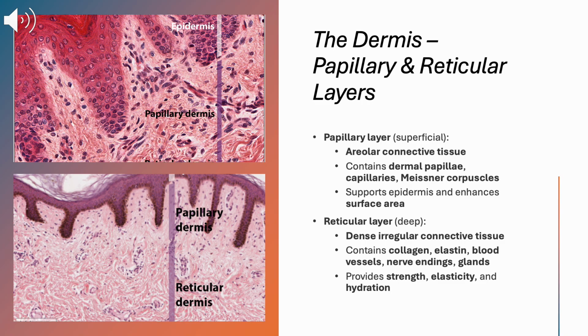Below that is the reticular layer, which forms the bulk of the dermis. It's composed of dense, irregular connective tissue, packed with collagen and elastin fibers that give skin its strength and flexibility. This layer is also home to the blood vessels, sweat glands, sebaceous oil glands, hair follicles, and nerve endings. It's the powerhouse of the skin, providing durability, hydration retention, and sensory perception. Damage to the dermis, like deep cuts or burns, can disrupt these vital functions and lead to scarring or impaired skin function.